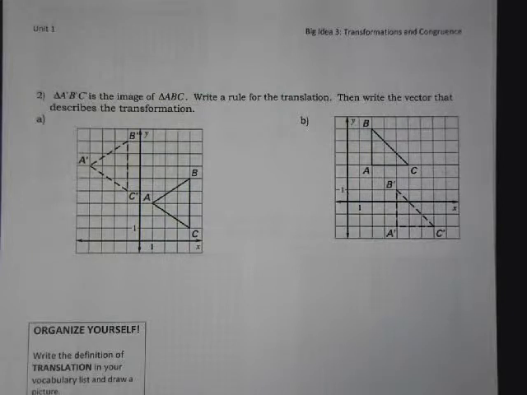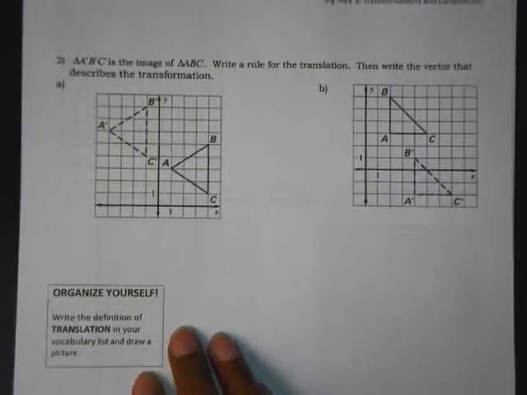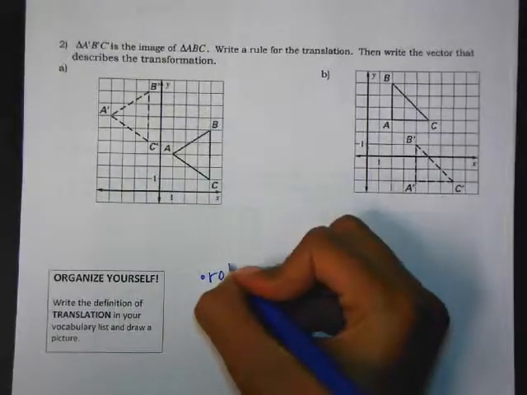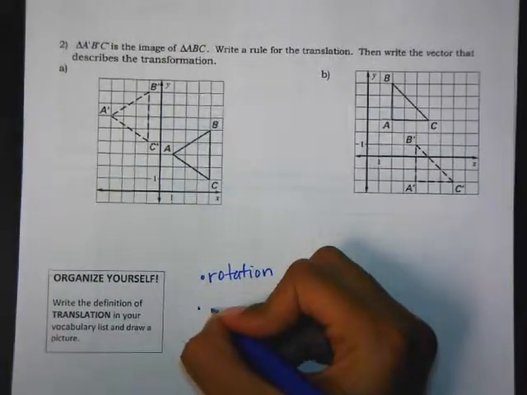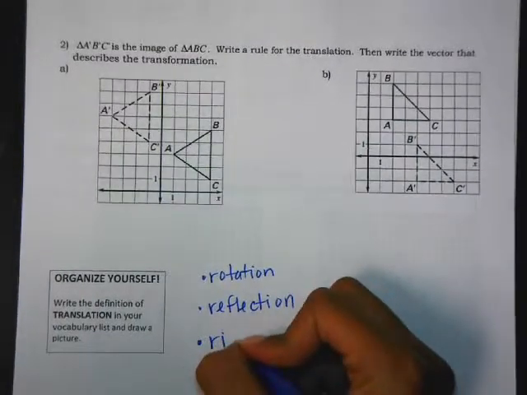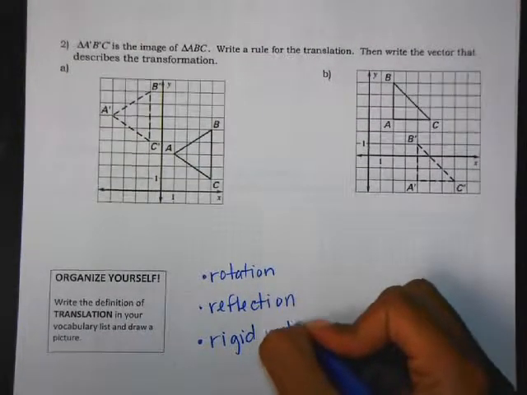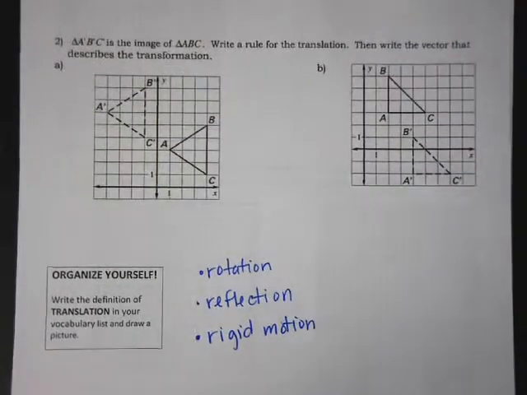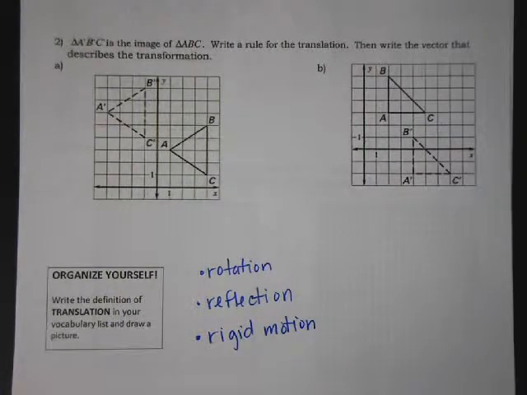Alright? If you're okay with your answers, go ahead and make sure that you have written down not only the definition of translation in your vocabulary, but make sure that you write down the definition of a rotation, a reflection, and rigid motion. Now, you can find the definition of translation, rotation, reflection, and rigid motion from your notes yesterday. Okay? Now, again, take these words, define them, in your vocabulary list in the back of your binder. Once you're done organizing yourself, then you can move on to the independent practice.